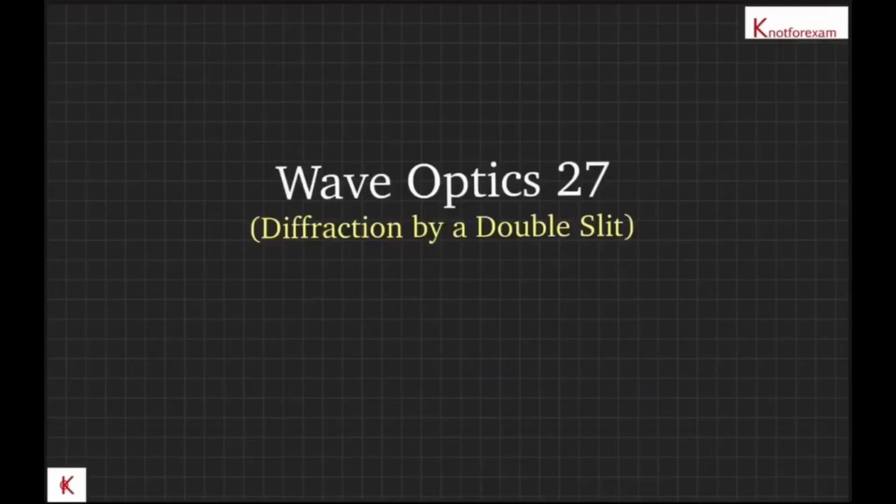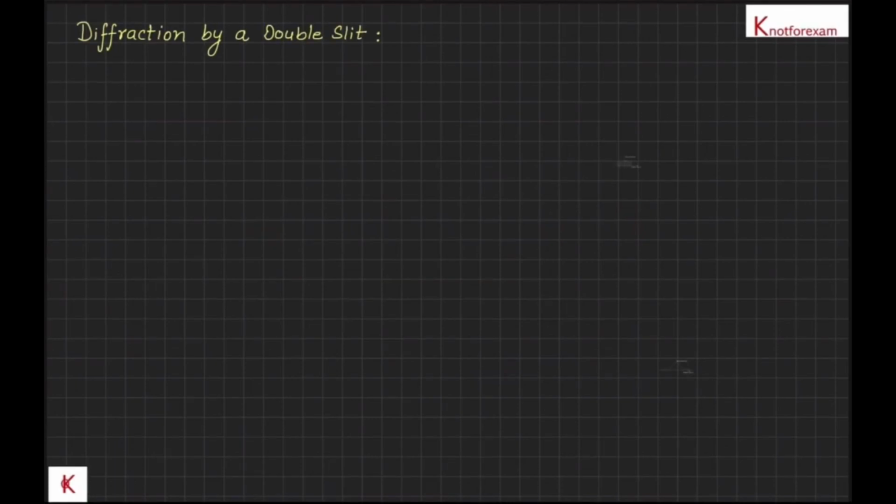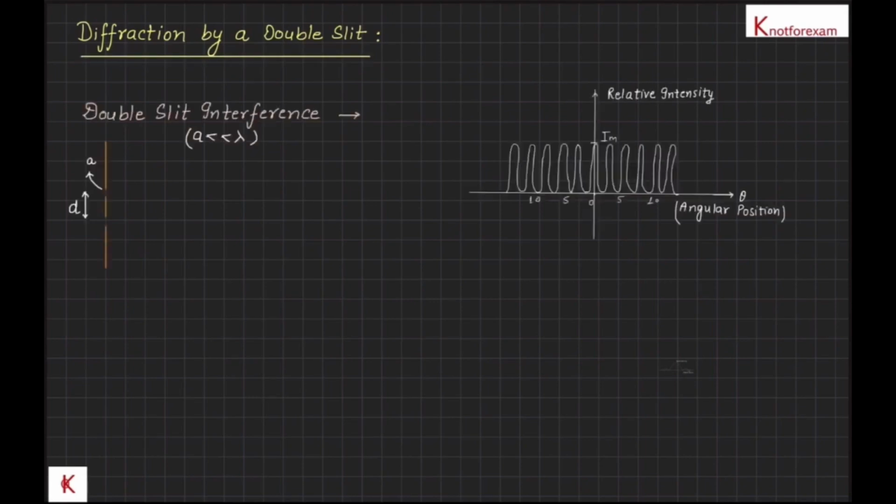We are going to discuss diffraction by a double slit. Diffraction by a double slit can be easily understood by the superposition of the double slit interference pattern with single slit diffraction. For double slit interference, for slit opening a very less than lambda and slit separation d, the intensity at angular position theta is given as I is equal to Im cos square beta, where beta is equal to half 2 pi by lambda d sin theta.